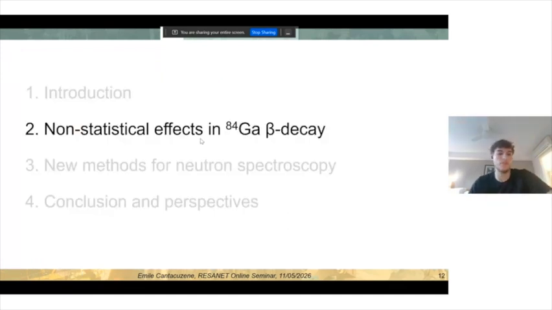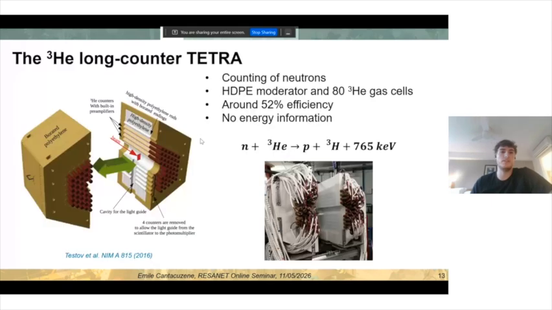So this brings me to the first results we've obtained at ALTO. So the non-statistical effects in gallium-84 beta decay. So hopefully now you understand what this means. And so as I said, we used the detector TETRA. So TETRA is this.